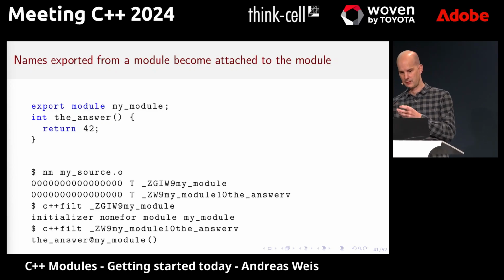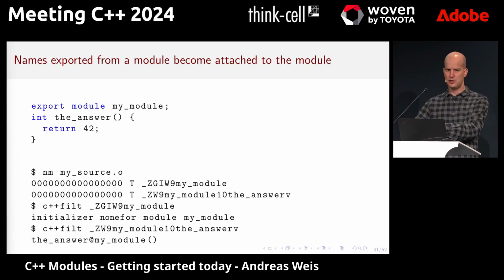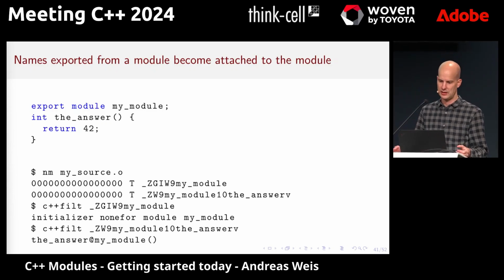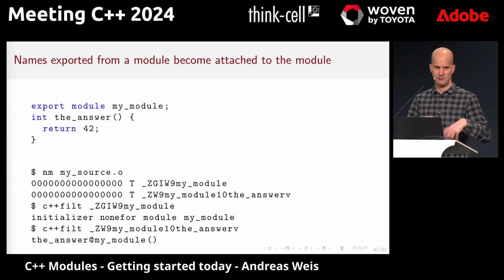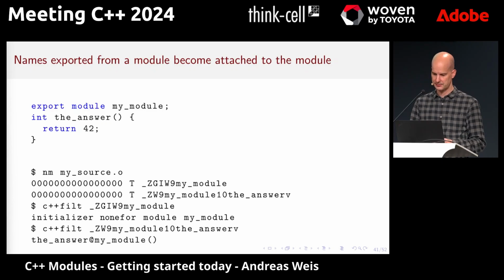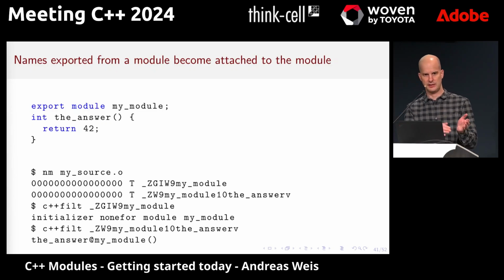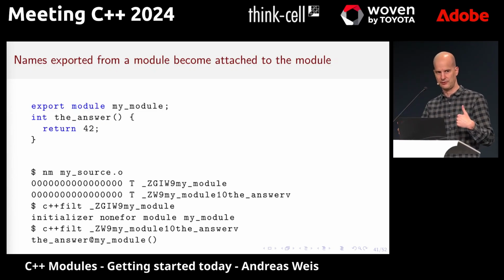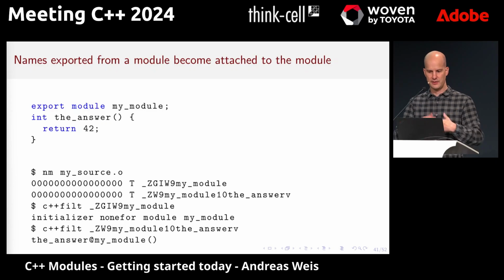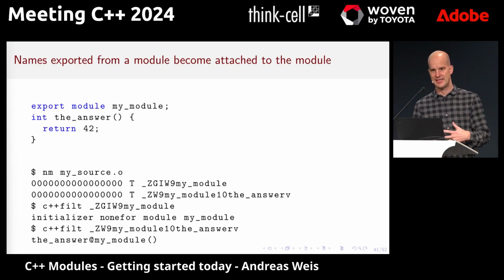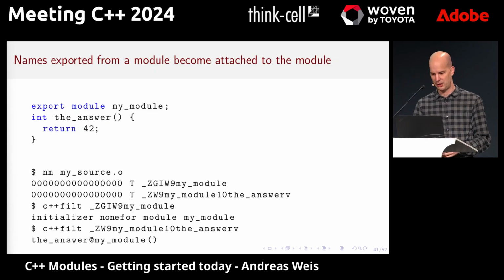But since it's this new kind of concept, this attachment that we didn't have before, it also can lead to surprising effects, where if you get the name from two different places and it ends up being attached to two different modules, then even though it's the same name on the name lookup level, it's not the same thing, and the compiler will shout at you.